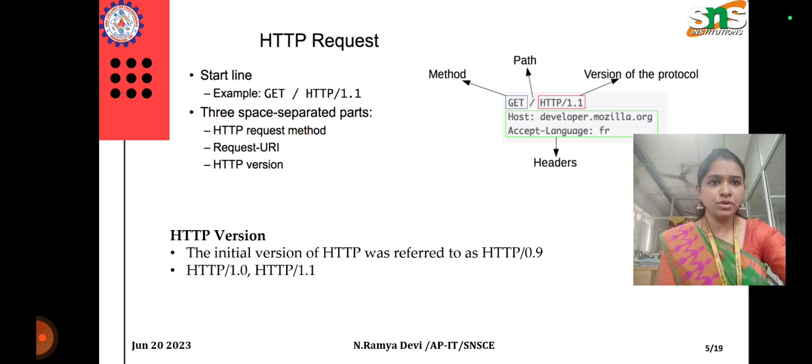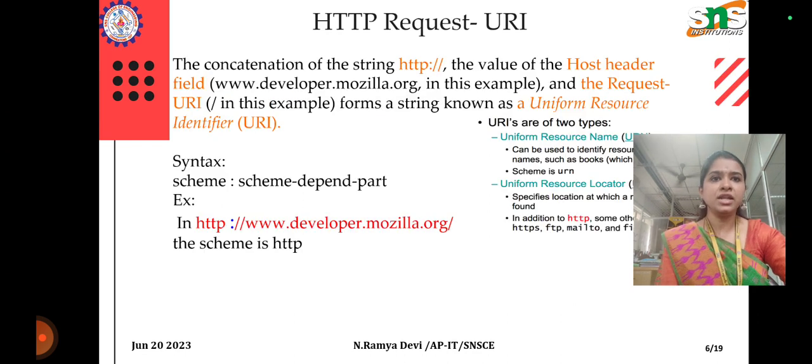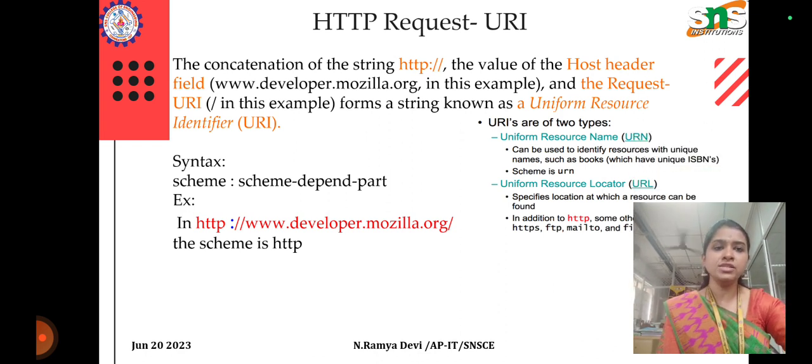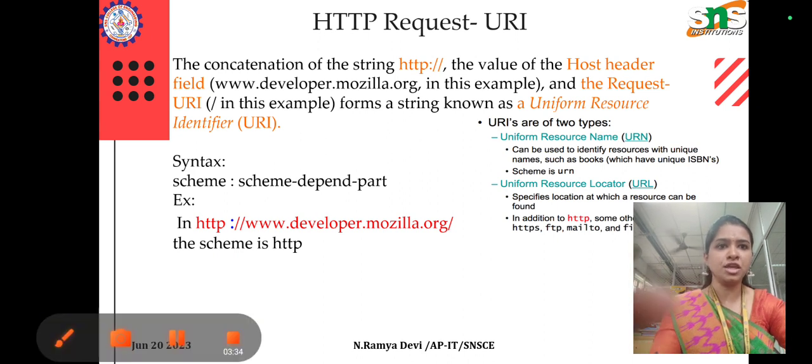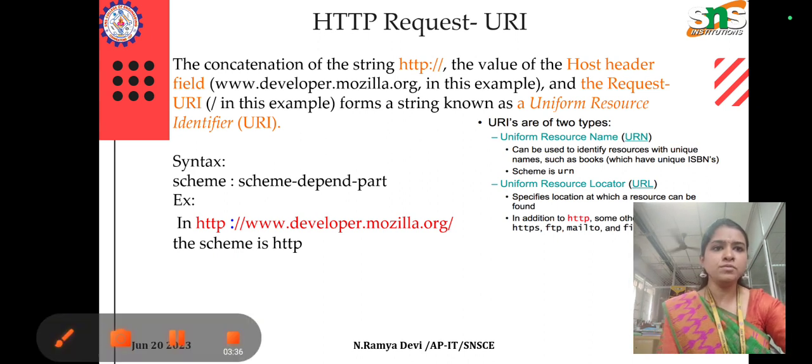And then the HTTP version was referred to as HTTP 0.9, 1.0 or 1.1. The HTTP request URI is the concatenation of the string http: and the value of the host header field, and then the IP address or the domain address. The HTTP URI forms a string known as Uniform Resource Identifier, which is called URI. URIs are of two types. One is Uniform Resource Name, and the other one is Uniform Resource Locator.